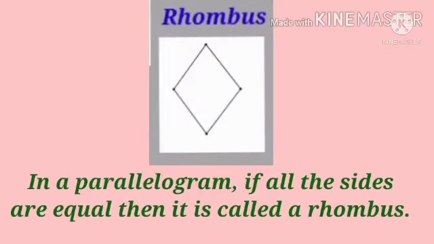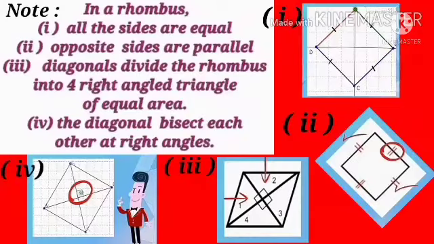Rhombus. In a parallelogram, if all the sides are equal, then it is called a rhombus. Students, it is very important. In a rhombus, all the sides are equal. Second one, opposite sides are parallel. Diagonals divide the rhombus into 4 right-angled triangles of equal area. The diagonals bisect each other at right angles.